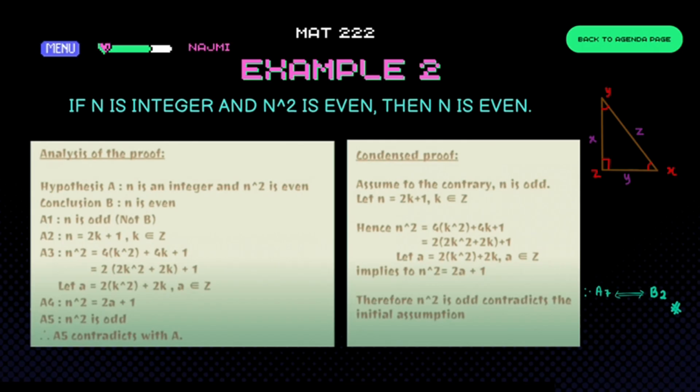Condensed proof, assume to the contrary, n is odd. Let n equal 2k plus 1 and k is an integer. Hence, n squared equals 4k squared plus 4k plus 1, which is equal to 2 times 2k squared plus 2k, plus 1. And then we can let a equal 2 times k squared plus 2k, and a is an integer. This implies that n squared is equal to 2a plus 1. Therefore, n squared is odd, which contradicts the initial assumption.